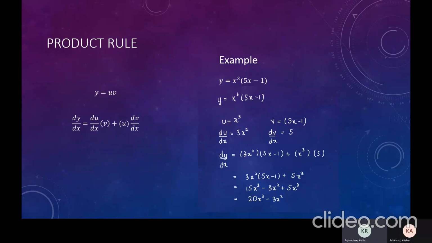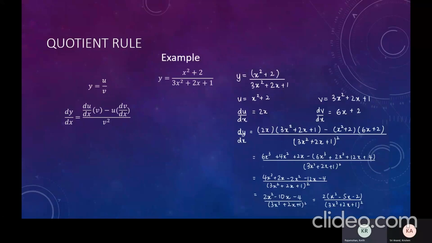So u equals x cubed. du/dx equals 3x squared. So we find that first. Then we know that v equals 5x minus 1. dv/dx equals 5. So dy/dx, following the formula shown, is 3x squared, which is du/dx, times (5x minus 1), which is the original function of v, plus the original function of u, which is x cubed, times the differentiation of the v function, which is 5. When you simplify, you get a final answer of 20x cubed minus 3x squared.